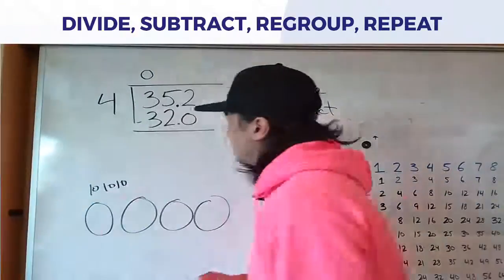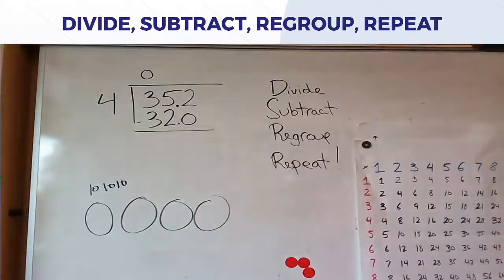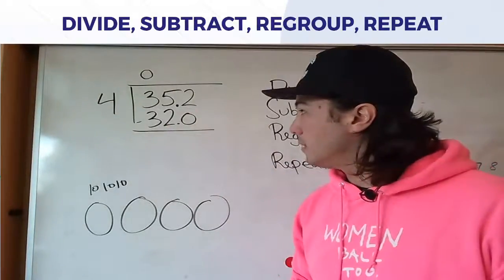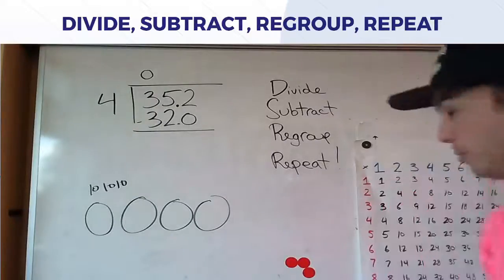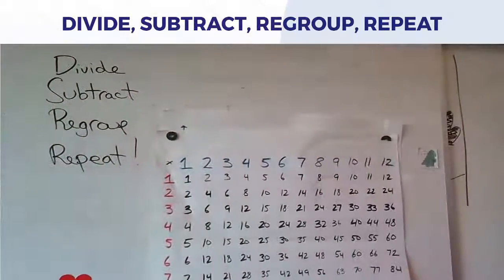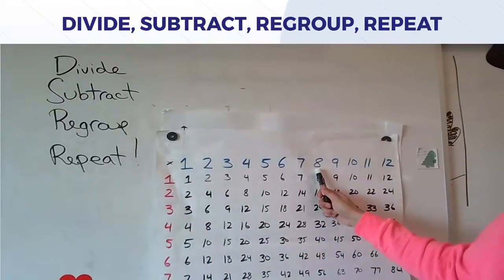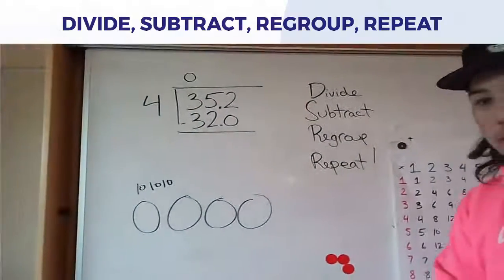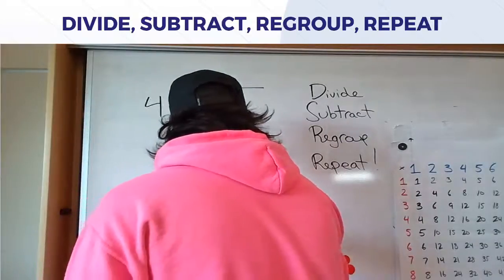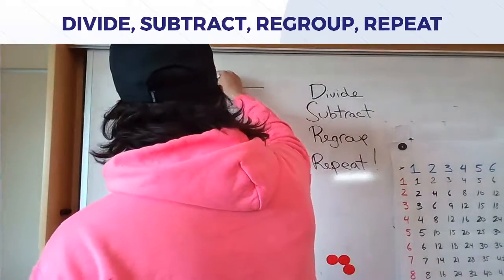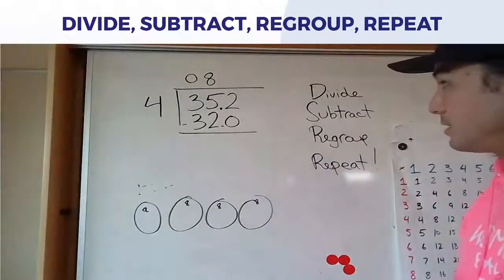I'm going to put a 0 in the tenths place to help me subtract. And then I want to know, if I take 32 of my 35 and put them into 4 groups, how many go in each group, right? That's where our multiplication chart comes back in. 32 divided by 4 is 8. So 8 go in each group. And an 8 goes above the ones place because we were dividing ones, right? So here's where we stand so far.